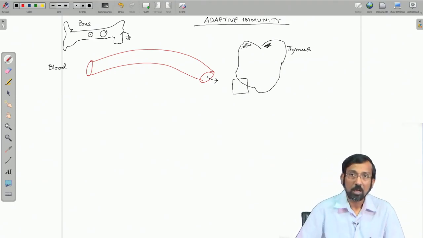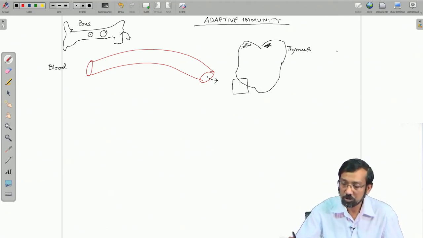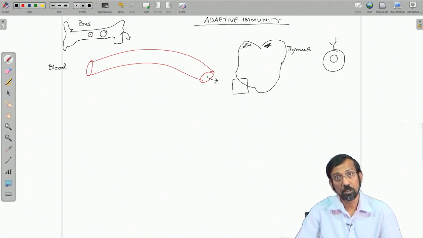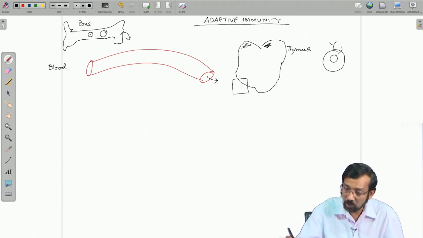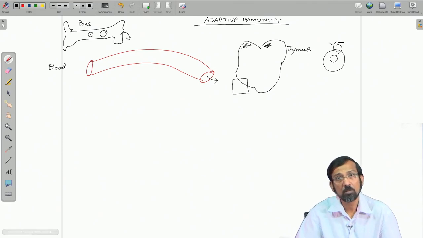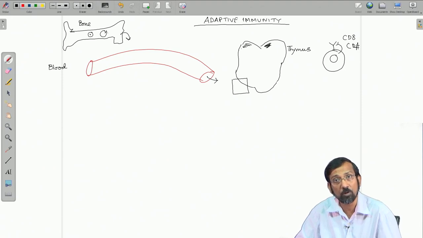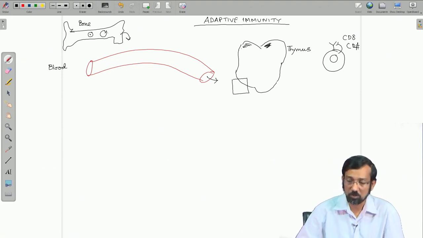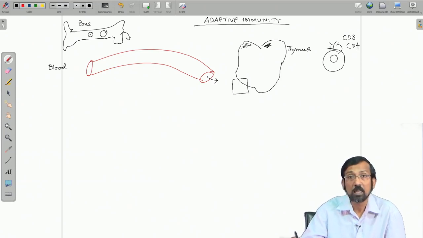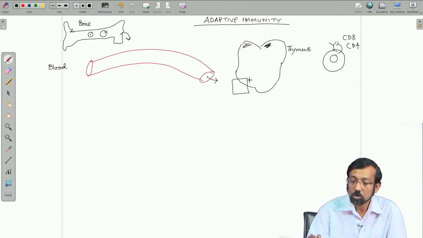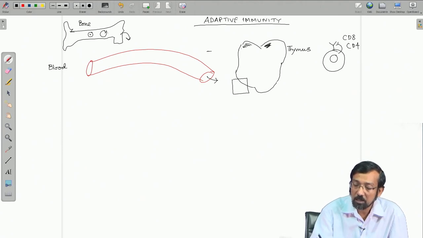Now, what is a mature T cell? A mature T cell should have what we call a T cell receptor. So, it should be expressing a T cell receptor, and along with it, a coreceptor, which can be a CD8 or a CD4 coreceptor. These are required for recognition and binding to the MHC molecules. This mature T cell has to be first produced, and this is produced in the thymus. This maturation process starts in the thymus. So, these precursor cells, we now call them the T cell precursor.